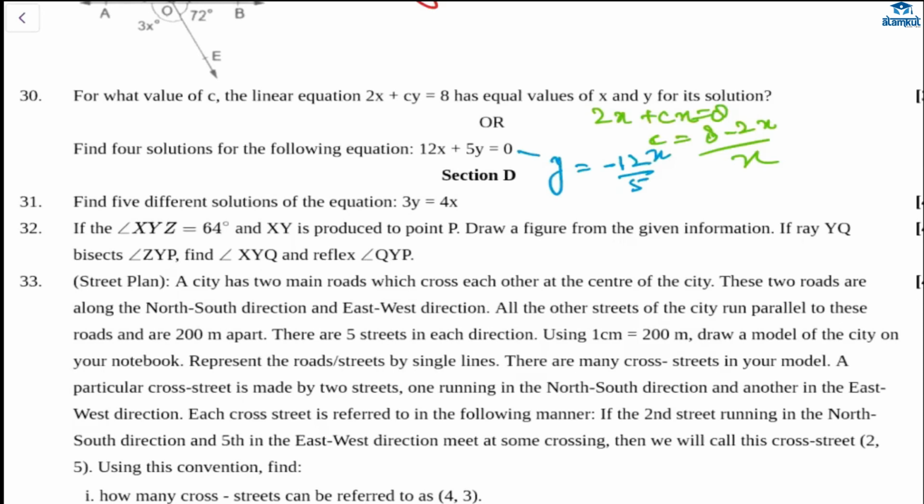After that, it is already clearly written here. See, if ray YQ bisects angle ZYP, one ray is obviously YQ. So from point Y, you are going to make a ray to Q, which is bisecting the angle ZYP. Now you have to find the value of these two angles. It is written here clearly.